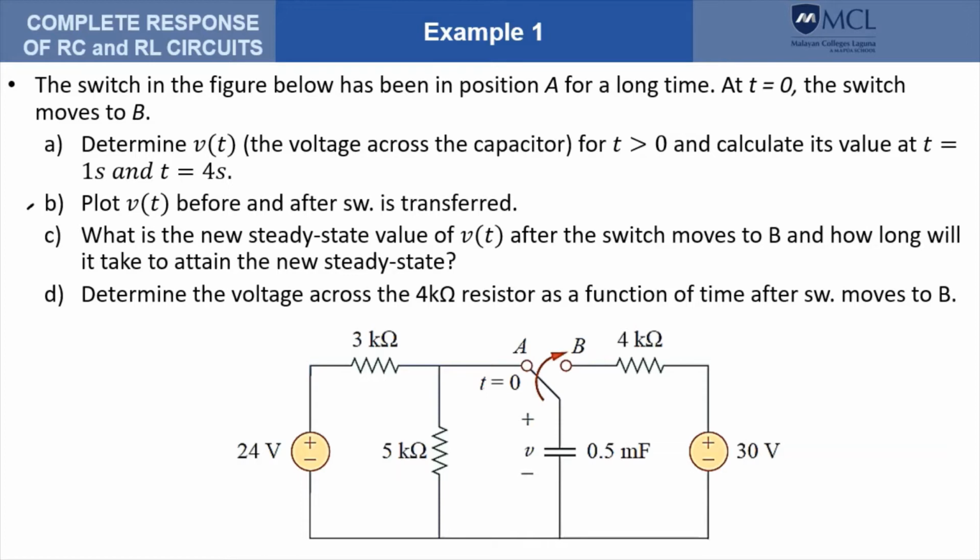For B, we are required to plot the voltage of the capacitor before and after the switch is transferred. For C, we're required to determine the steady state value of the voltage after that switch moves to B, and how long it takes to attain that steady state value from the time the switch transfers to B. And lastly, we are to determine the voltage across the 4 kilo ohm resistor as a function of time after the switch moves to B.